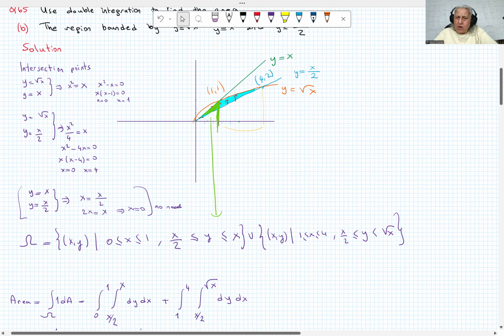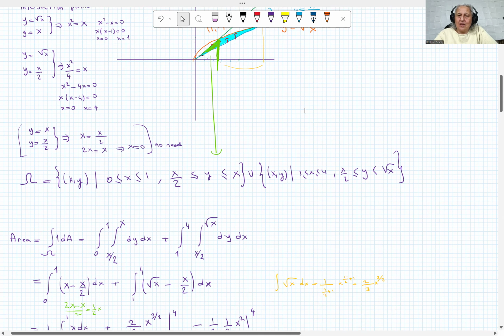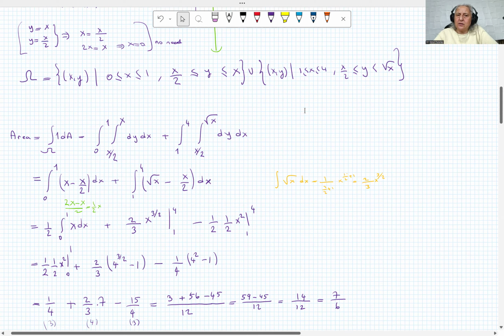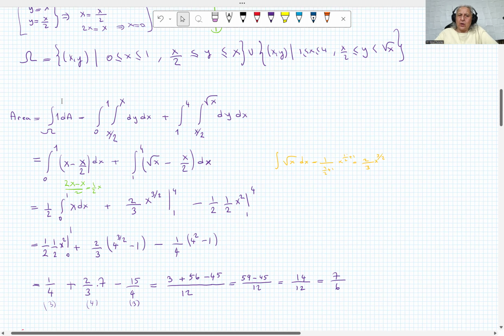That is from 1 to 4, x ranging from 1 to 4, and y ranges from the lower bound curve x over 2 to the upper bound curve root x. So that's that one. We want to find out the area. So that's the integral of 1 dA on the region.